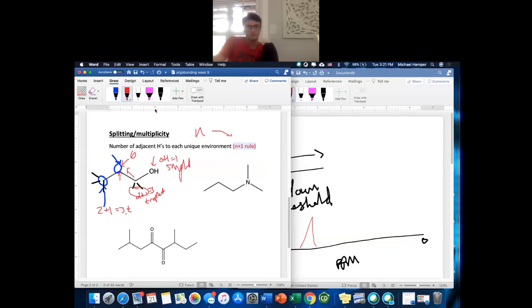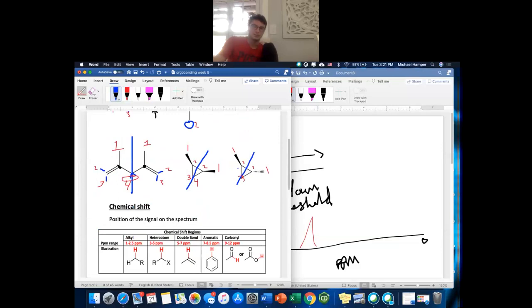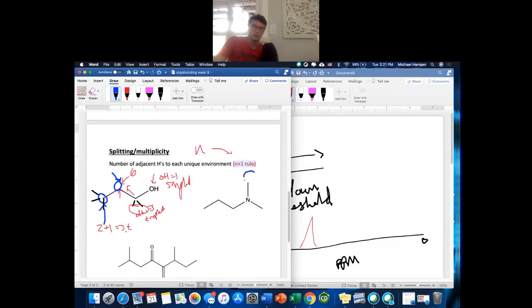Moving along. Again, just like our counting signals, your unique environments, environmentally, these hydrogens are the same. So how many neighboring hydrogens are there? None. There's no hydrogens on this nitrogen, and regardless, the NMR can't split through this heteroatom anyway. So 0 plus 1 is 1. In other words, it is a singlet. So these hydrogens here will appear as a singlet, or one peak.